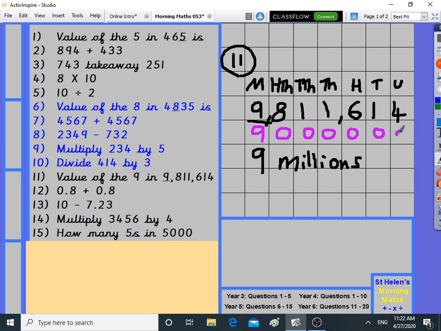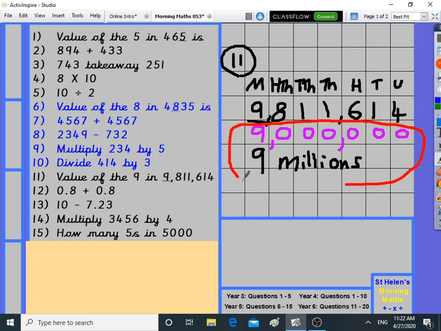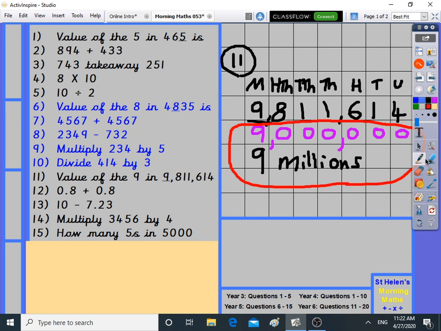So 2 answers. The purple one is the digits answer, 9 million, all in numbers, digits, and then we have the words answer, 9 millions. Both correct. For this you only need one of them, to be honest. I just want you to understand there's 2 versions of this answer. Let's move on to number 12.